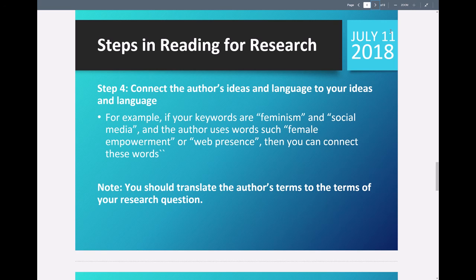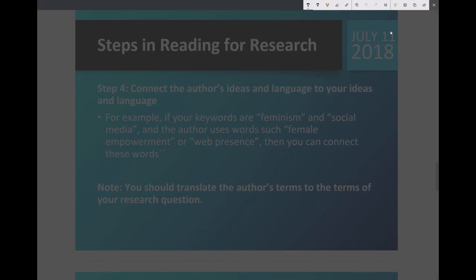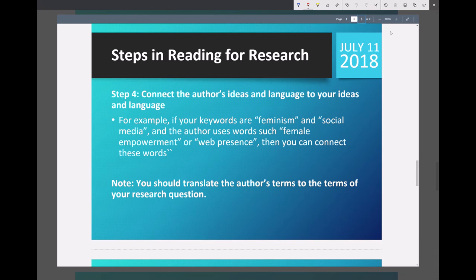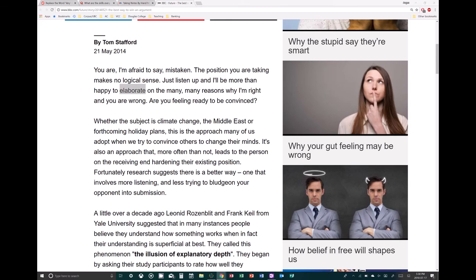Step 4, you would connect the author's ideas and language together in your language. For now, in terms of summary, what this would mean is if you look at keywords, you may find words that would repeat more than once that you would want to note down. Let's take a look at this to see if we can find any.